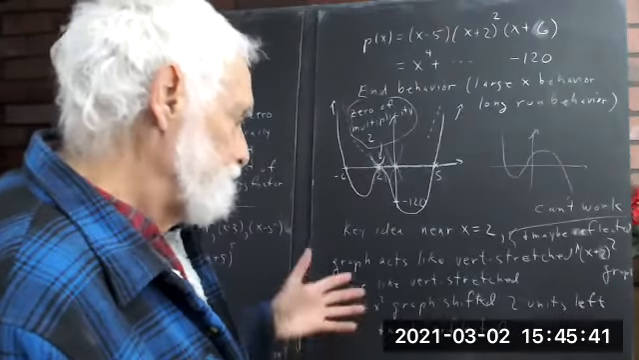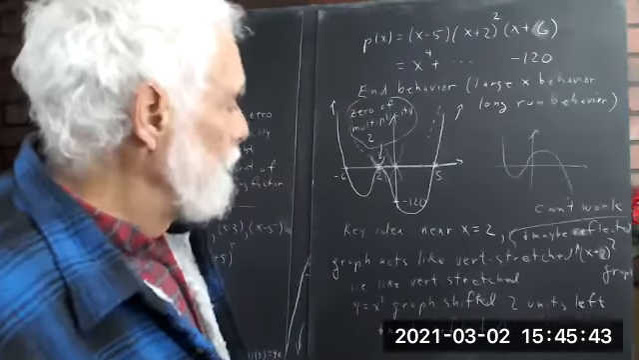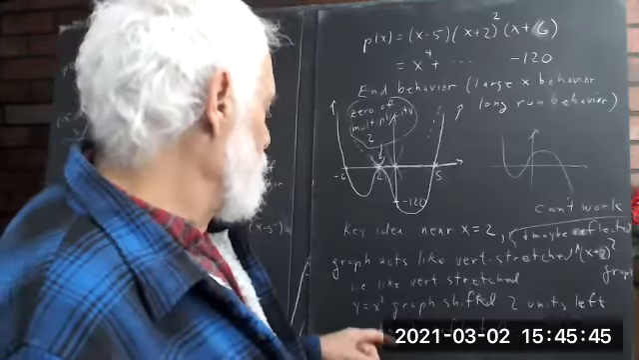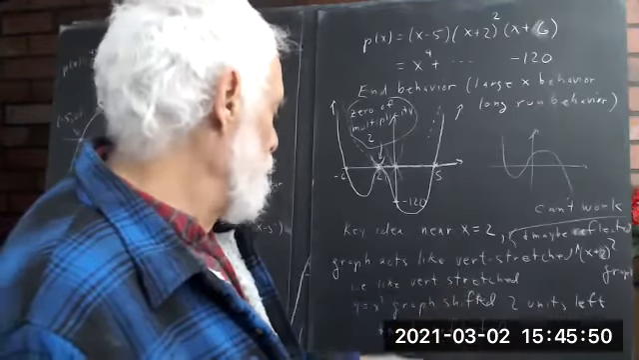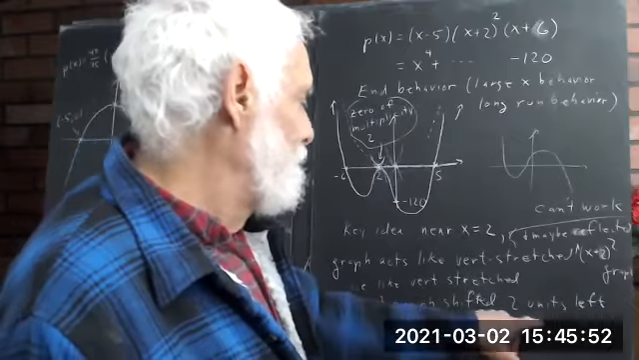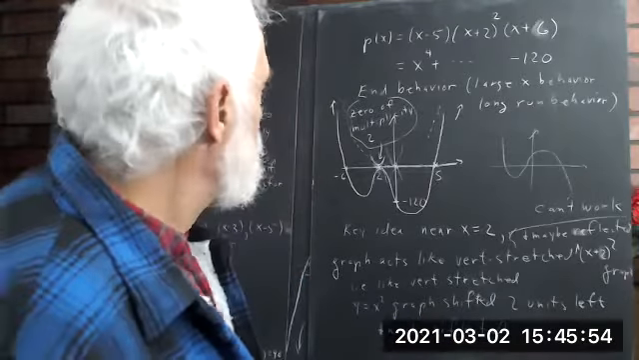So there's a statement. Near x equals -2, this acts like a y equals x squared graph, vertically stretched and maybe reflected, 2 units to the left.